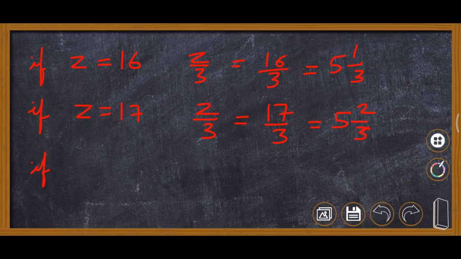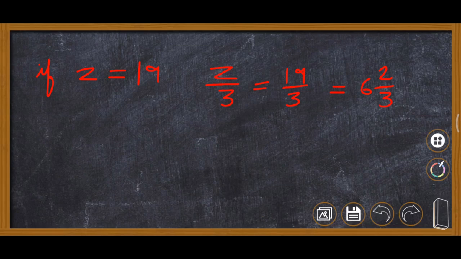Now if z equal 18, then z upon 3 is equal to 18 upon 3. Now we cut this 18 by 3, 3 6 are 18. Then z upon 3 is equal to 6. Now we will put, if z equal 19, then z upon 3 is equal to 19 upon 3. It is 6 whole 2 upon 3.